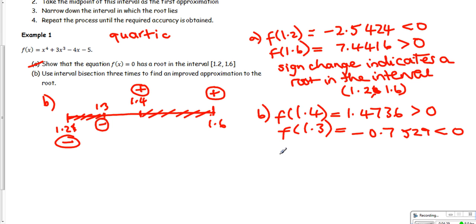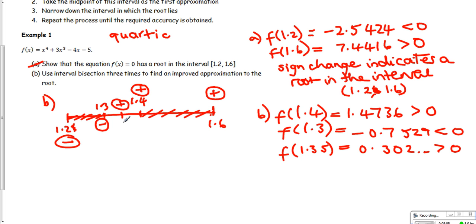So interval bisection one more time. The halfway point of 1.3 and 1.4 is 1.35. And so substitute that in again. And we get 0.302. It's positive.